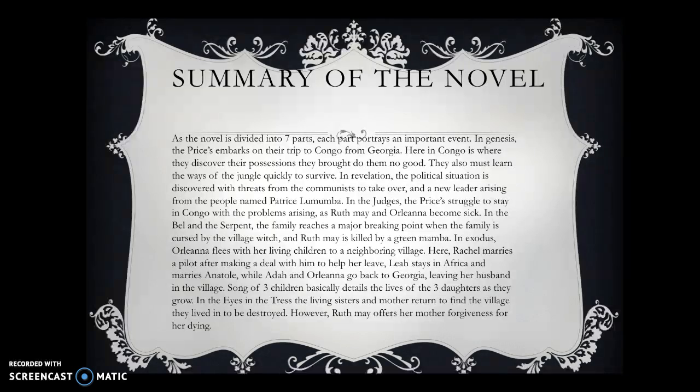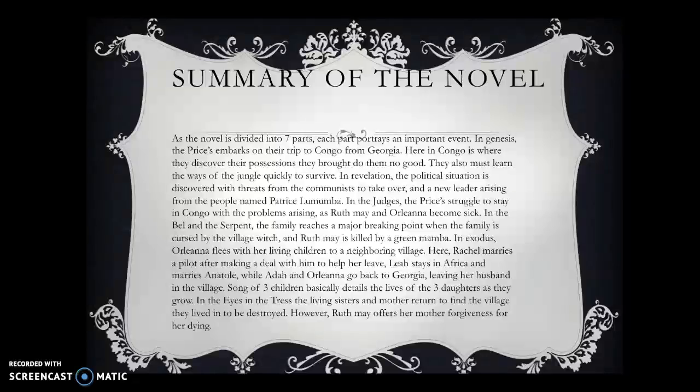In Exodus, Orleana flees with her living children to a neighboring village, and after this happens, Rachel marries a pilot after making a deal with him to help her leave. Leah stays in Africa and marries Anatole, while Ada and Orleana go back to Georgia, as she leaves her husband in the village to keep her children safe.